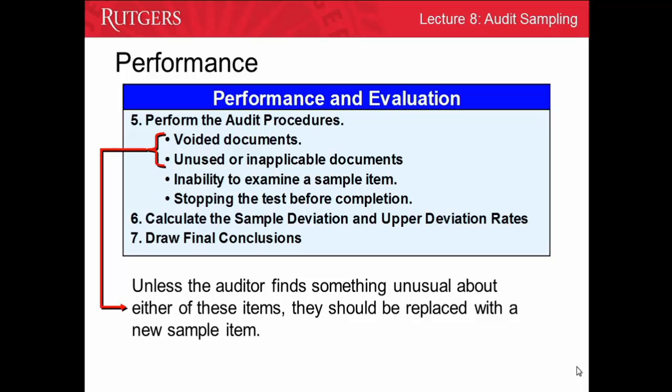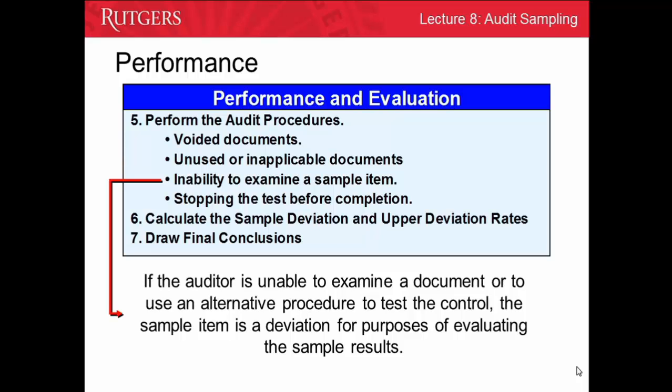Sometimes a selected item is not appropriate for the definition of the control. For example, the auditor may define a deviation for a purchase transaction as a vendor's bill not supported by a receiving report. If the auditor selects a telephone or utility bill, there will not be a receiving report to examine. In such a case, the absence of the receiving report would not be a deviation. The auditor would simply replace the item with another purchase transaction.